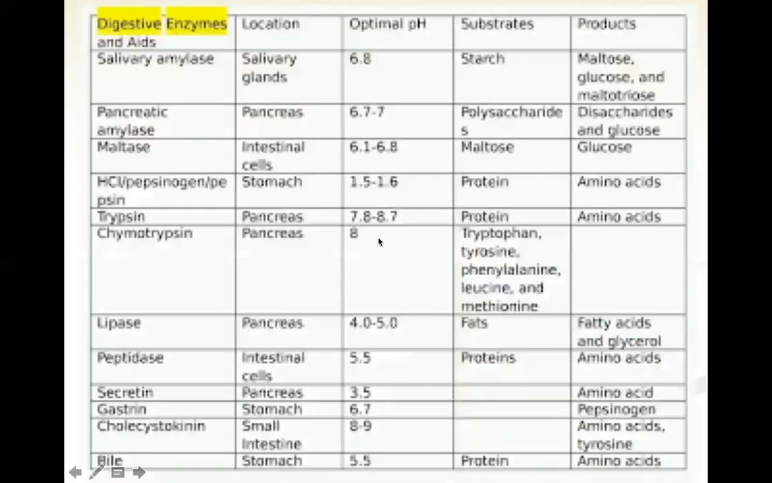This is a horrible picture, I apologize, but you can find similar charts in your book. Anyways, this is looking at different enzymes and different components that aid in digestion and absorption, where they come from, what their pH level is, what they act on, and what they produce. So, for example, pancreatic amylase comes from the pancreas, has a pH of 6.7 to 7. It works on polysaccharides, and it produces disaccharides and glucose. So it will break down long chains of sugars into smaller chains of sugars.